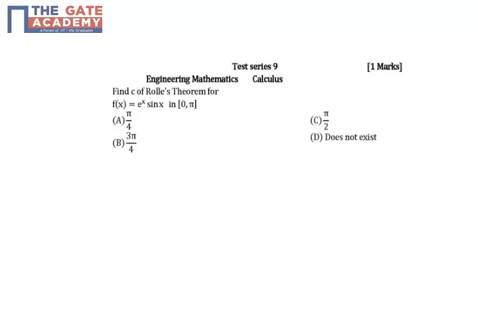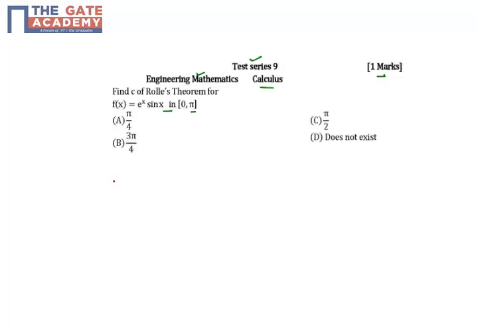Hello friends, this question is from the test series number 9. Subject name is Engineering Mathematics, topic is Calculus, and it's a 1 marks problem. The question says that find the C of the Rolle's theorem. It's a problem of Rolle's theorem in which the function is defined in the range of 0 to pi.